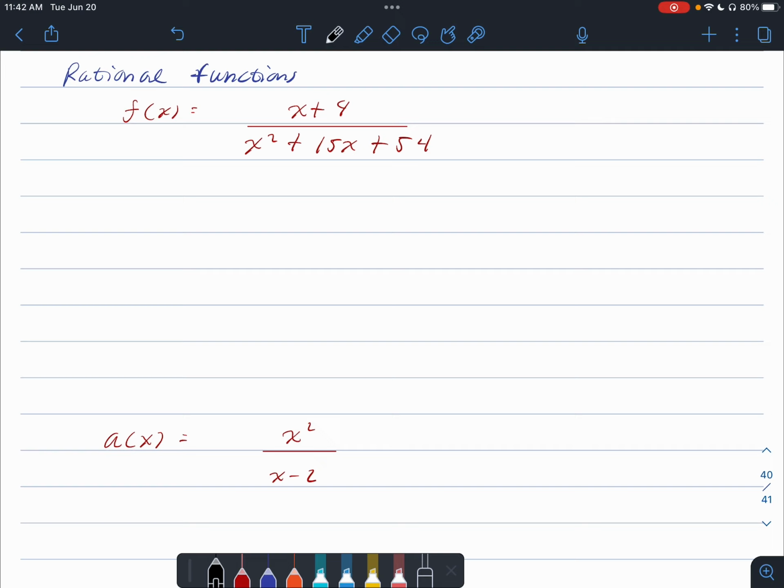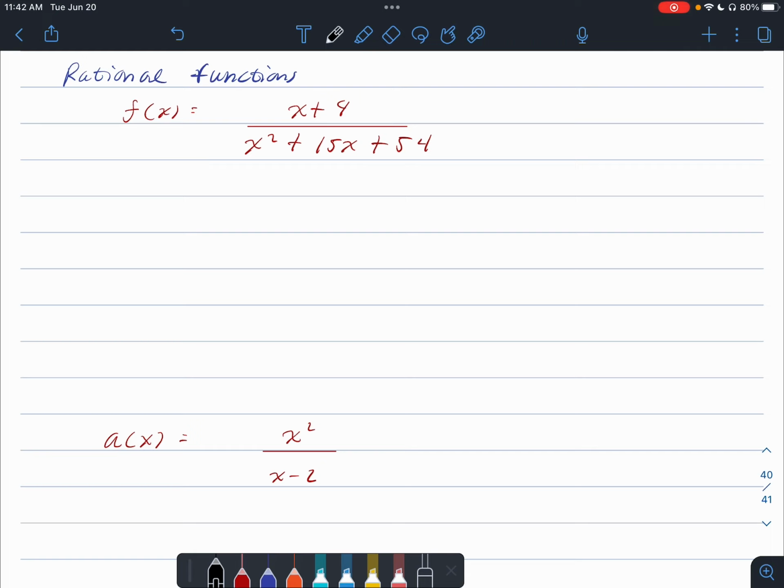Having said that, let's take a look at f of x equals x plus 9 over x squared plus 15x plus 54. When dealing with finding the domain of rational functions, you're going to treat this exactly like you did when you were trying to find the excluded values in previous problems that we've done.